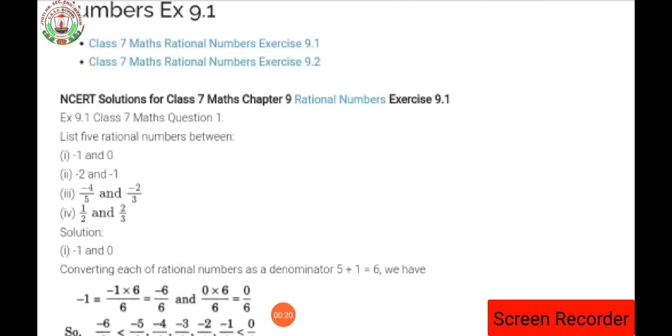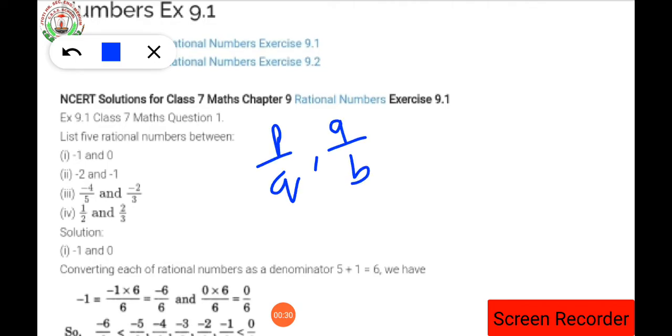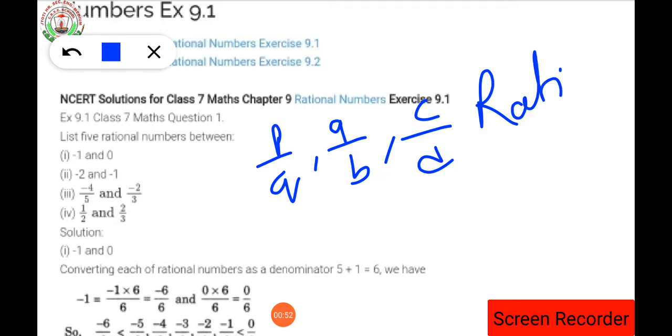Okay students, before starting the revision of this chapter, what do you mean by a rational number? Any number which is in the form of p by q, a by b, c by d, any alphabets we can use, which is in the form of a fraction. Remember students, when the number is in the form of p by q, a by b, c by d, x upon y, that means any alphabet can be used, which is in the form of a fraction, it is said to be a rational number.